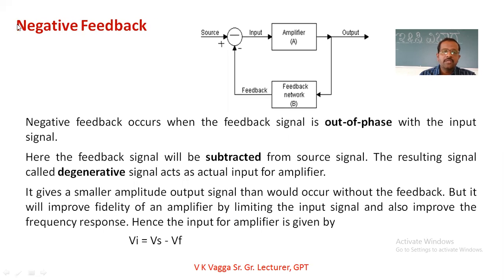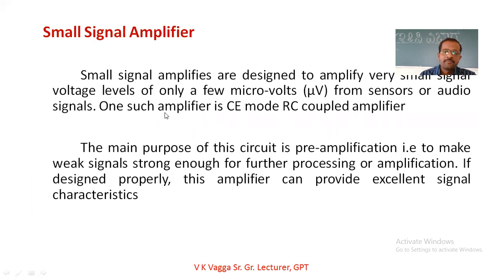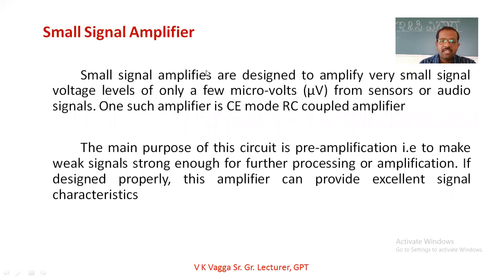If you take the negative, its operation is available in the name itself. Negative means it gets subtracted. The feedback signal is subtracted from the source to give the input for the amplifier, and it is out of phase here. This is about negative feedback. A small signal amplifier can take the input in terms of small signals, in terms of microvolts. One such example is the common emitter RC coupled amplifier.